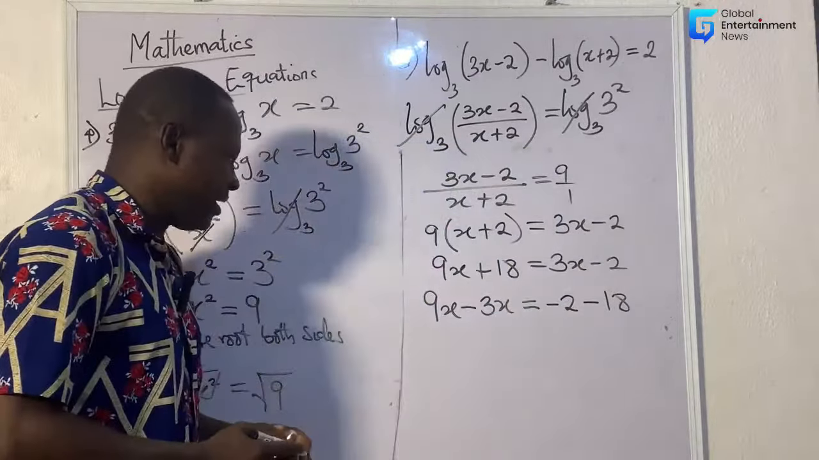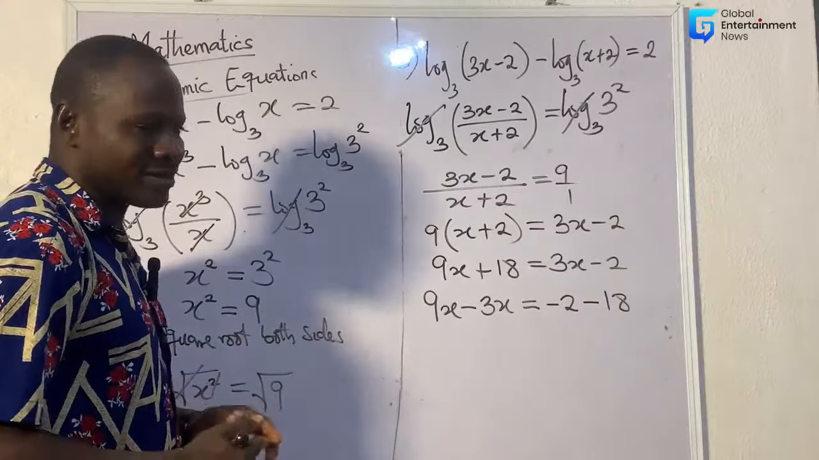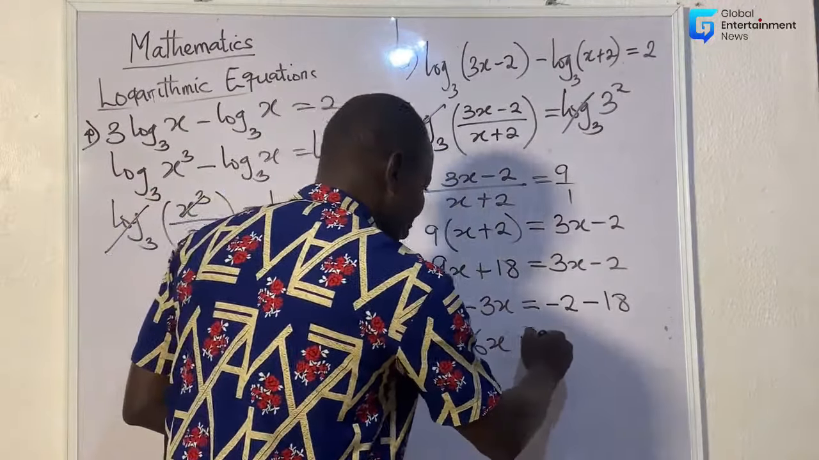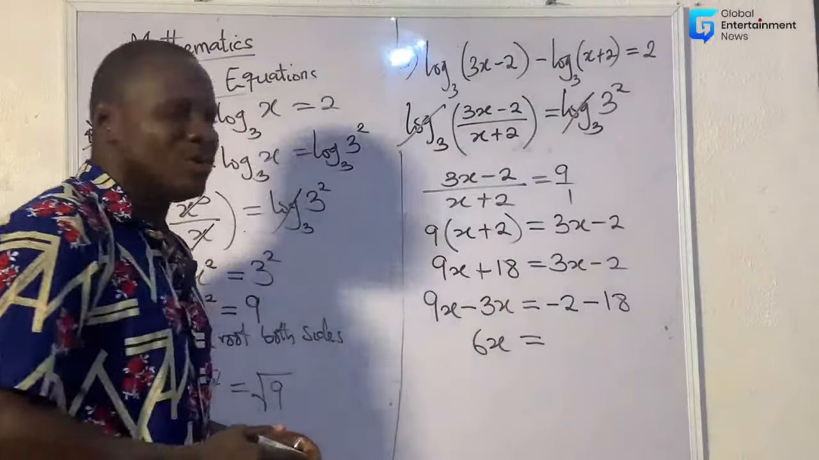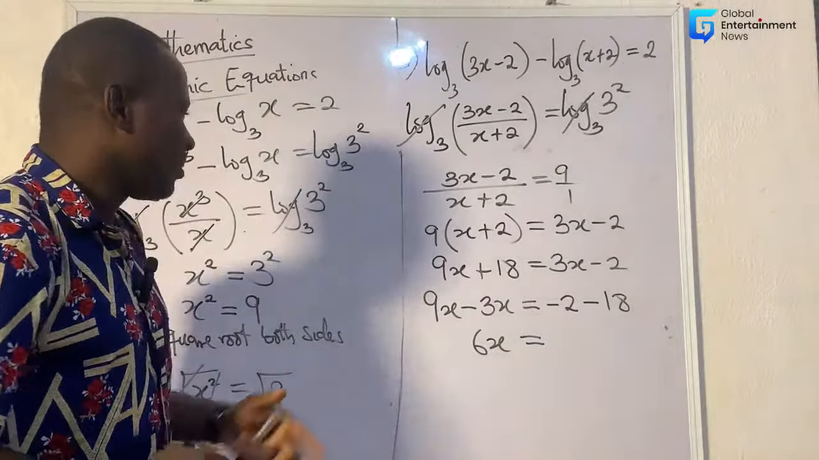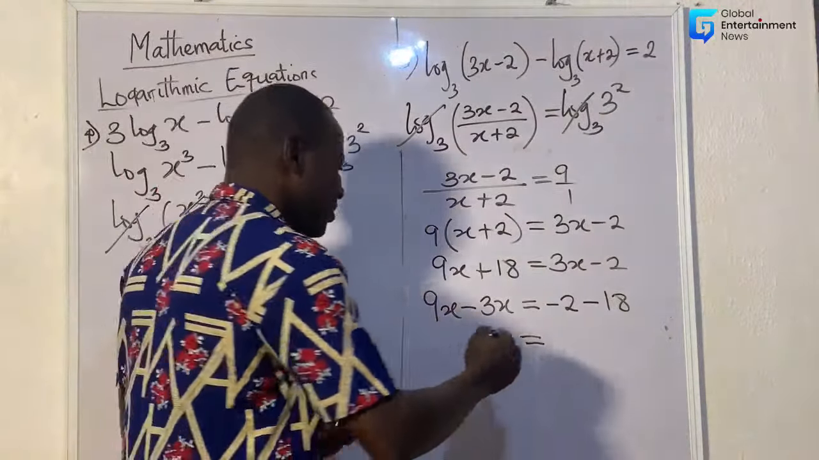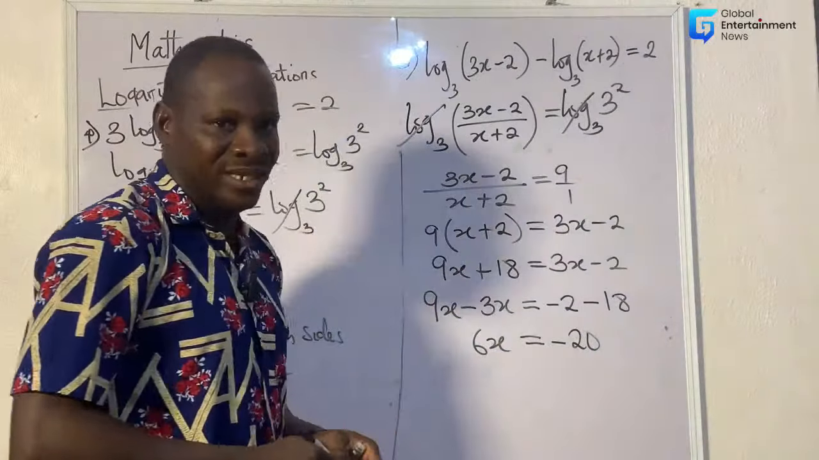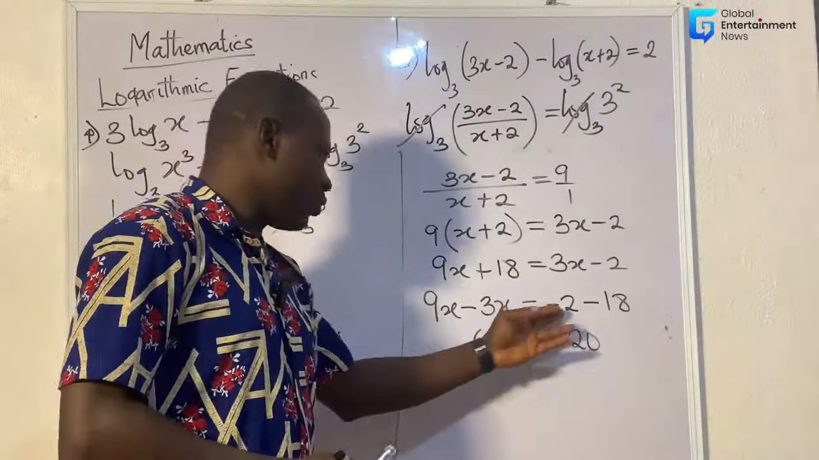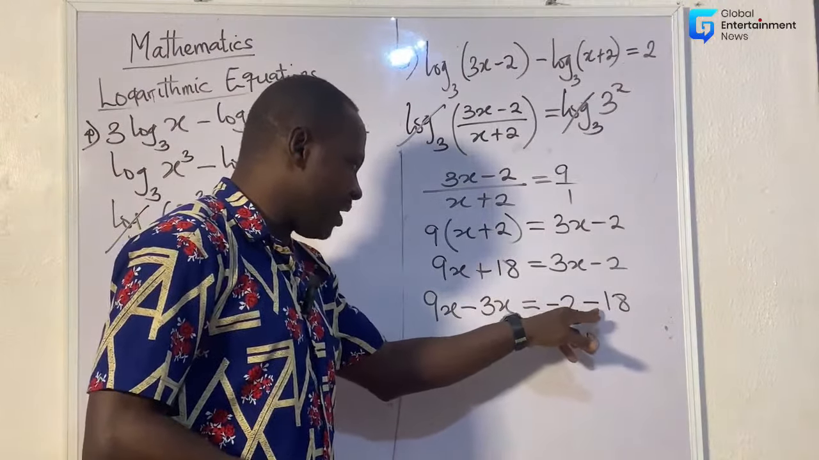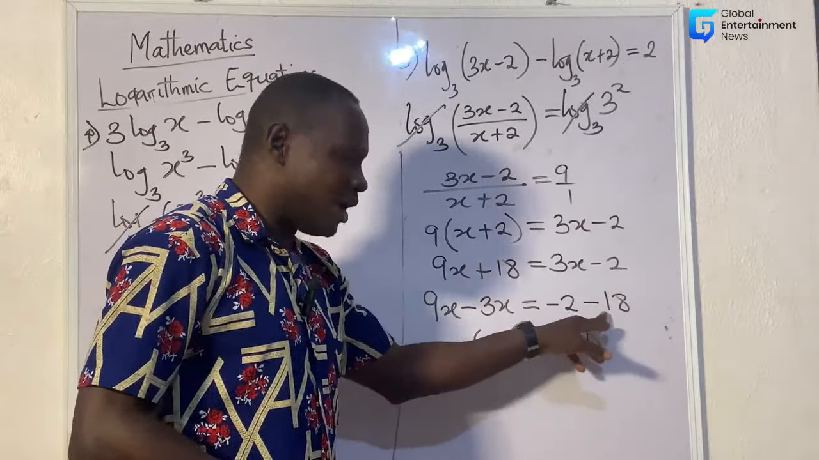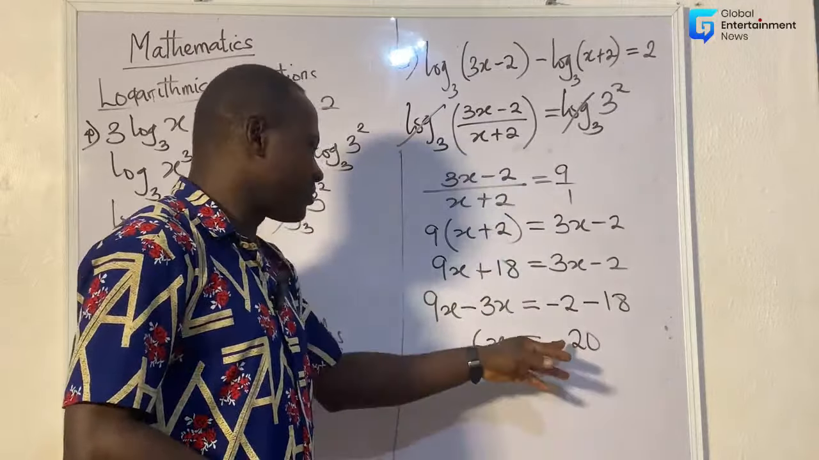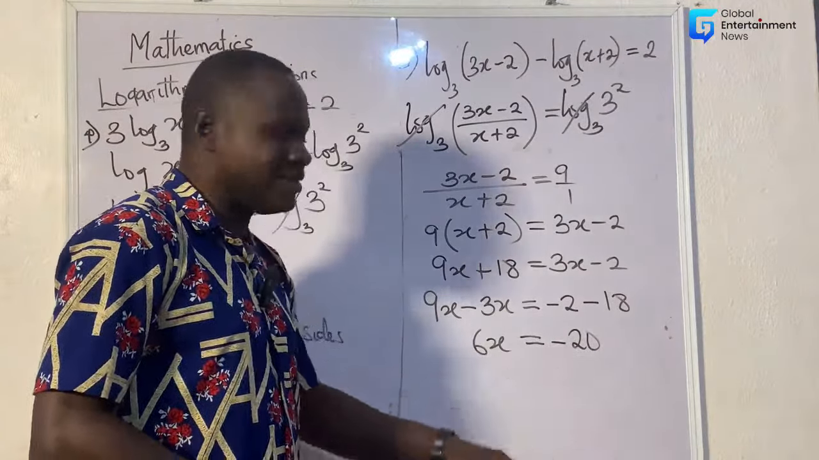Then what do we have here? 9x minus 3x will give us 6x is equal to minus 2 minus 18. Minus 2 minus 18 will surely give us minus 20. You know, minus means you are owing. You are owing 2 here, and you are owing another 18 naira, giving us 20 naira that you are owing.